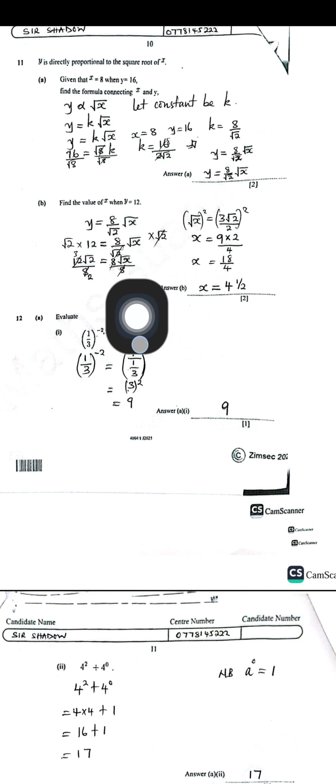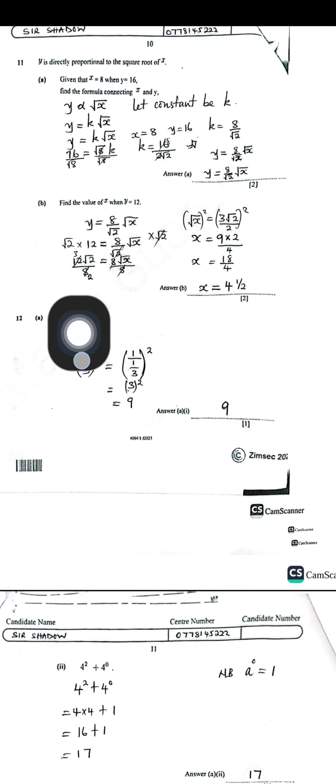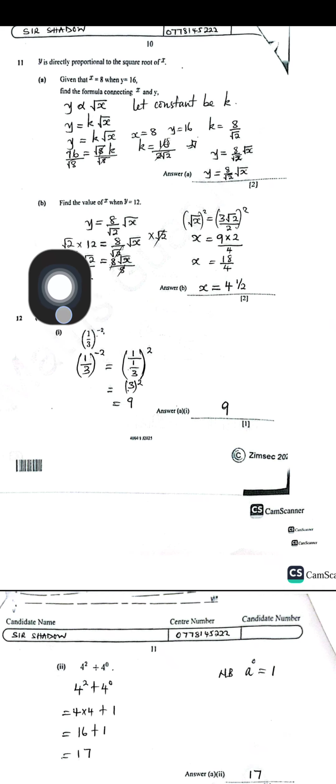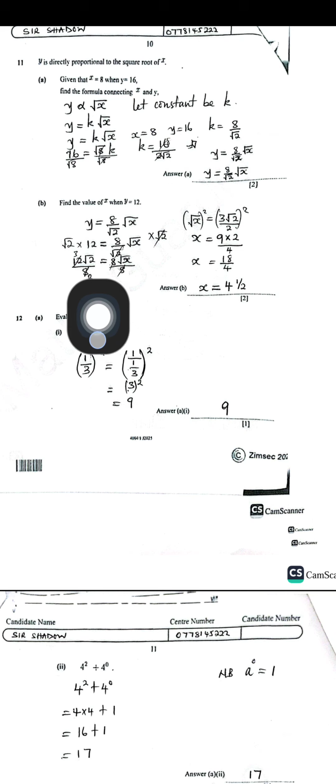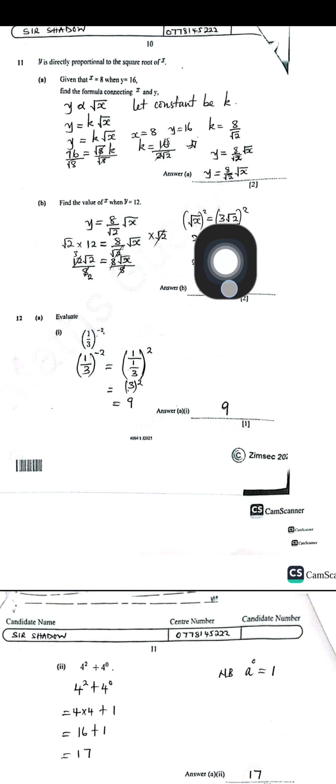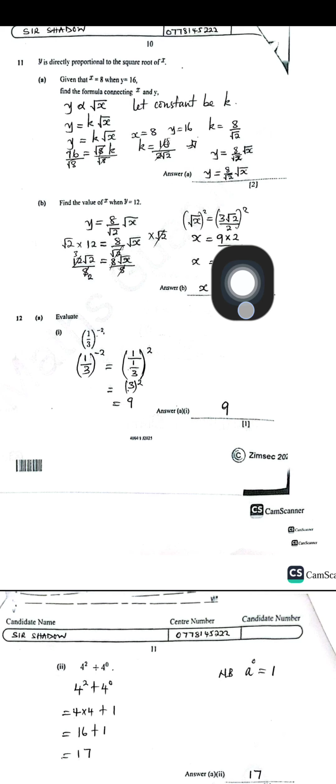We want to find x, so divide both sides by 8. Then we have 12 over 8, but remember, we can reduce 12 and 8 by dividing by the same number. Divide this by 4, divide this by 4. This becomes 3 root 2 over 2. So 3 root 2 over 2 is equal to root x. So root x is equal to 3 root 2 over 2.